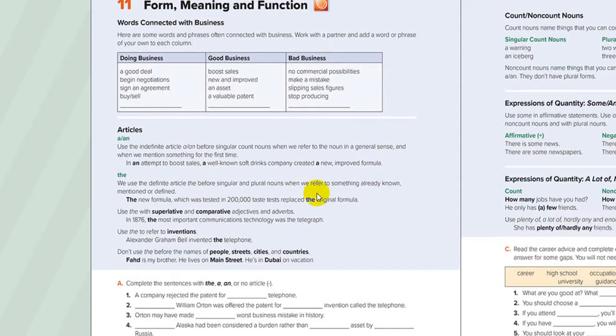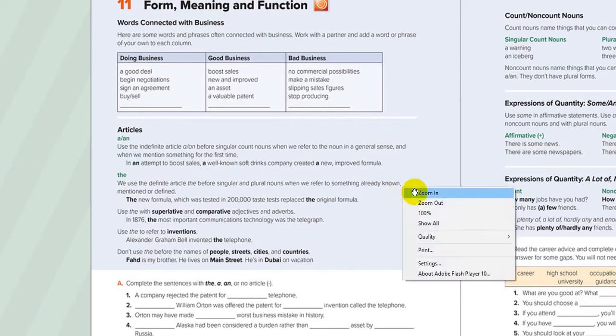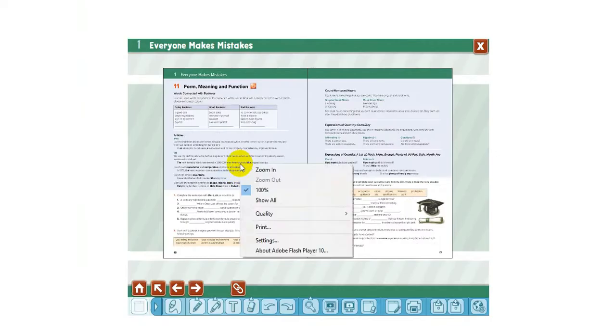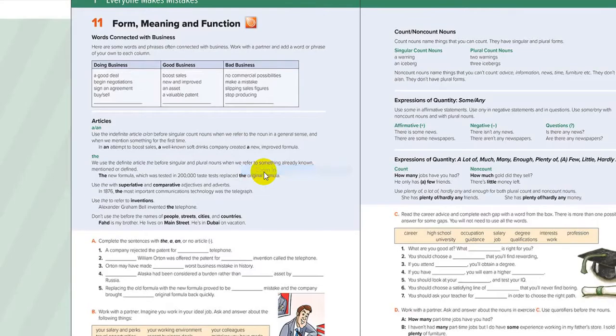So we use a or an before the singular words that start with the vowel or with the consonant, as I told you. And if we try to make it plural, you have to omit a or an. Now we come to the third word, which is called the.